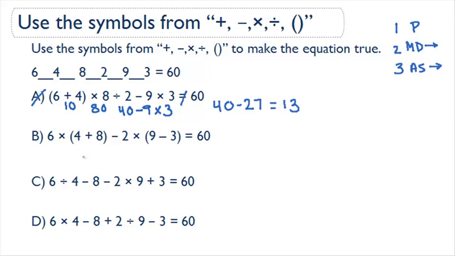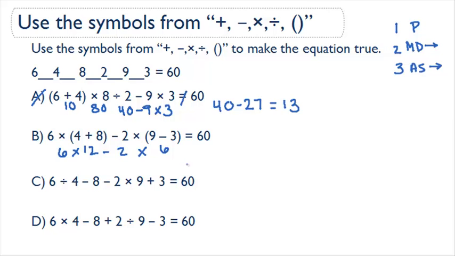Now, let's try option B. Here we have 2 sets of parentheses. We have 4 plus 8 in parentheses, and we have 9 minus 3 in parentheses. So we're going to work each of these out. 4 plus 8 is 12, and 9 minus 3 is 6. So now we can rewrite our equation as 6 times 12 minus 2 times 6.